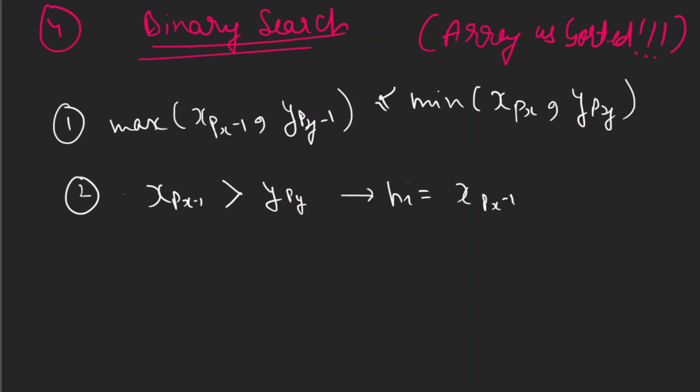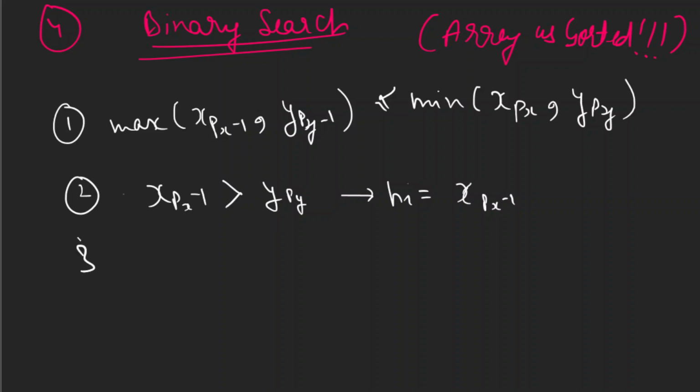And why do we do that? Because now we want to run our binary search on the x elements that are smaller than the previous one, that is x of px. Which is why we will be doing this.